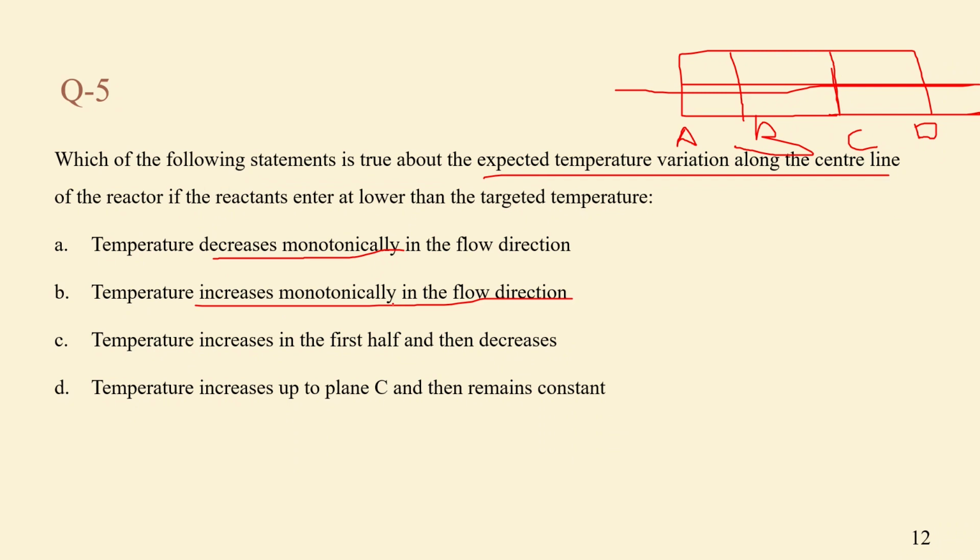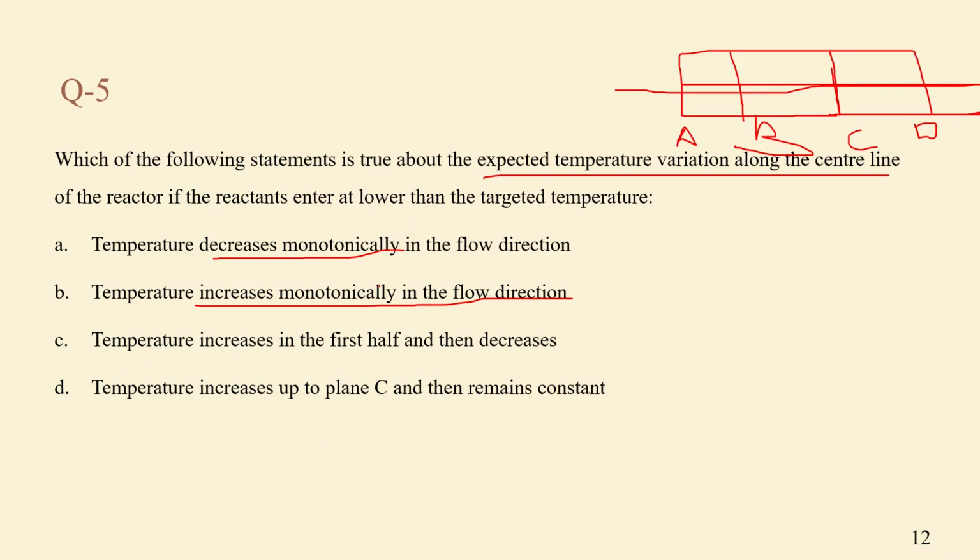This can be true for some half, because after C it is not increasing further, along the center line of the reactor, meaning from the start to the end. Since at the inlet itself it is entering at a lower temperature than the targeted temperature, it is increasing in temperature from planes A and B. So between A and B, again we are providing heat.